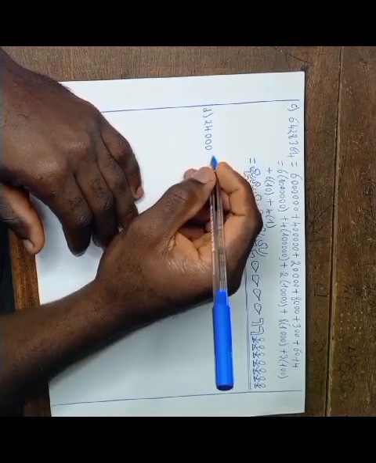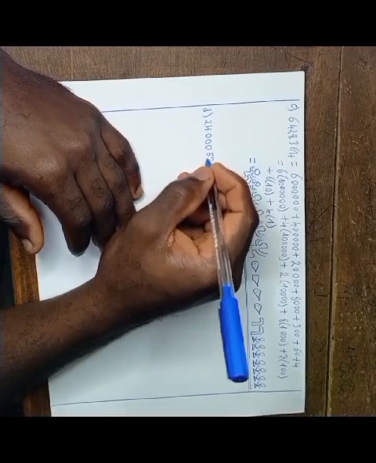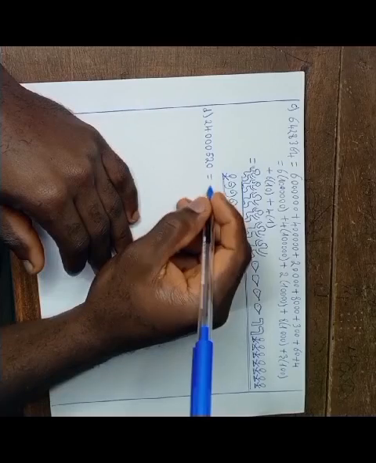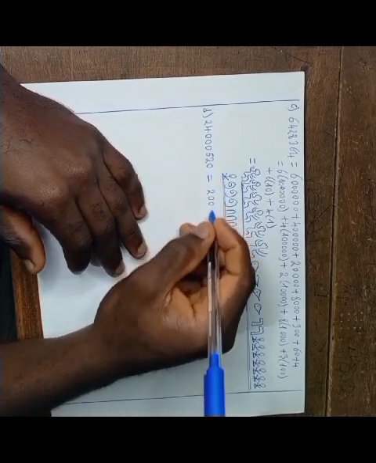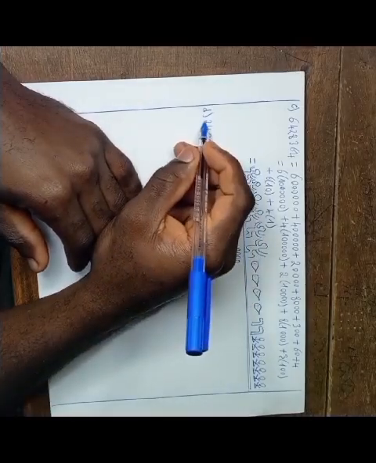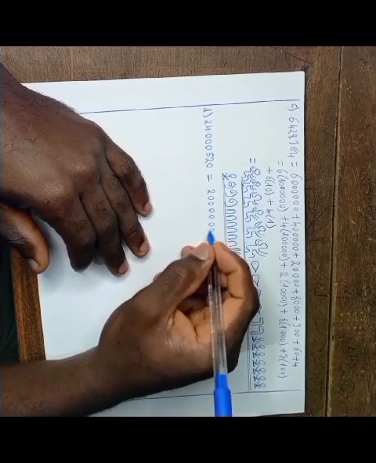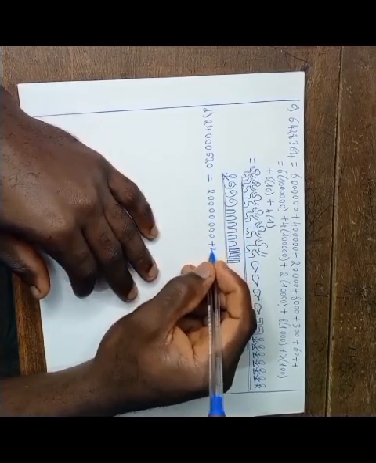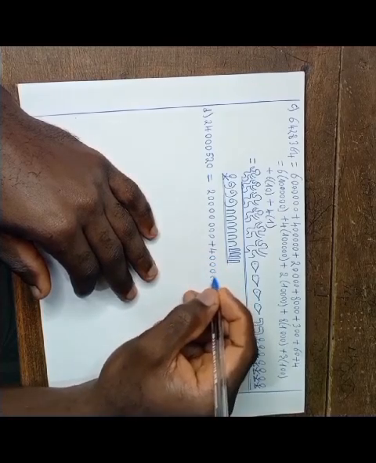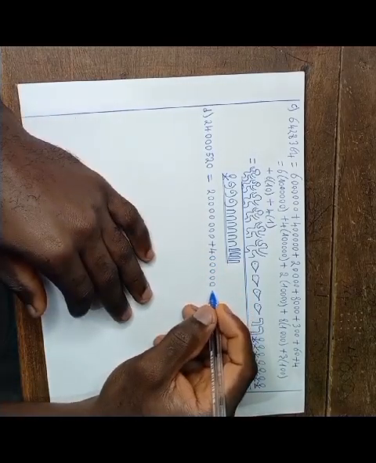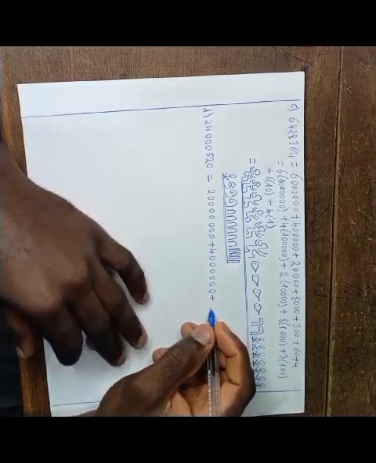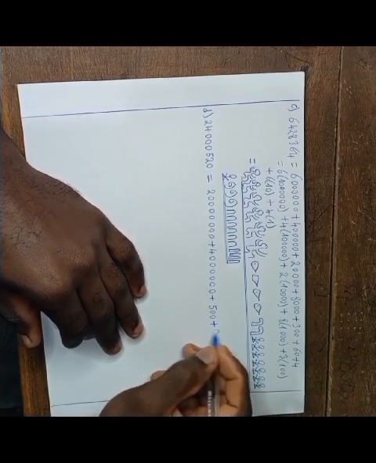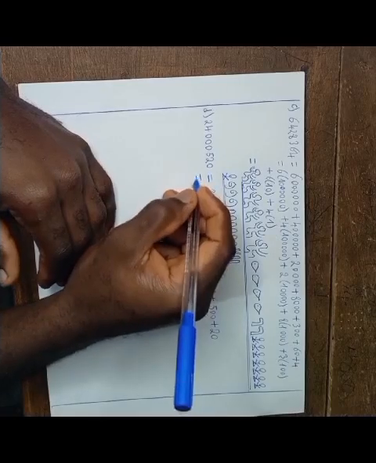Next, let's go to D, the last question under question 1. We have the number 24,520,020. The value of this 2 is 20 million. The value of 4 is 4 million. Plus the value of 5 is 500. Plus the value of 2 is 20.